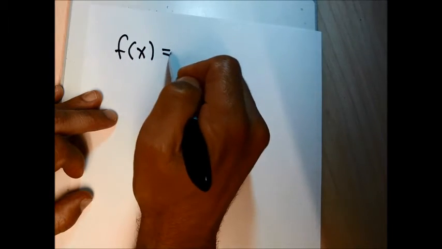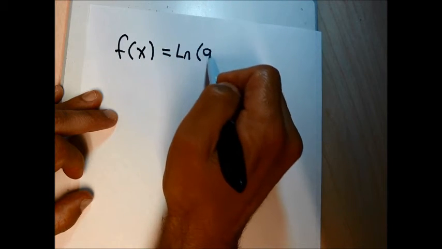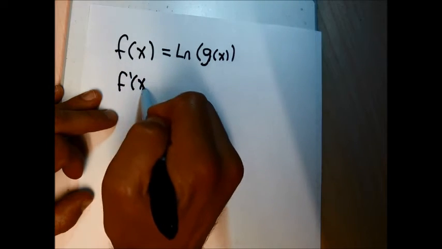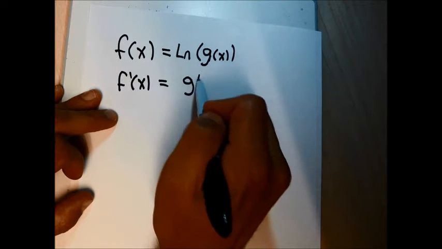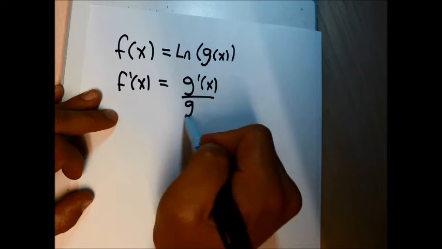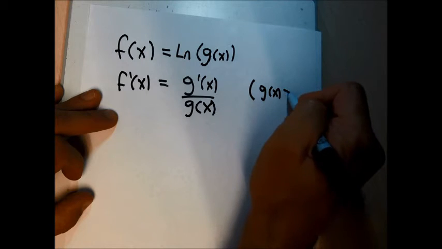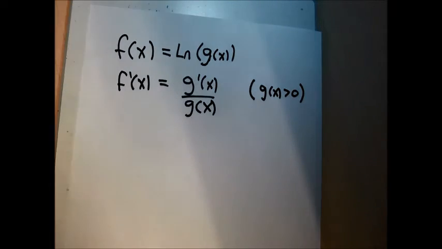So if f of x equals the natural log of some g of x, some function, then f prime of x equals g prime of x over g of x. And this rule only applies when the function is positive, because with logarithms, you get i's when they're negatives. In some texts, you'll see absolute values in the statement of the rule, and then it just makes it look more complicated than it needs to be.